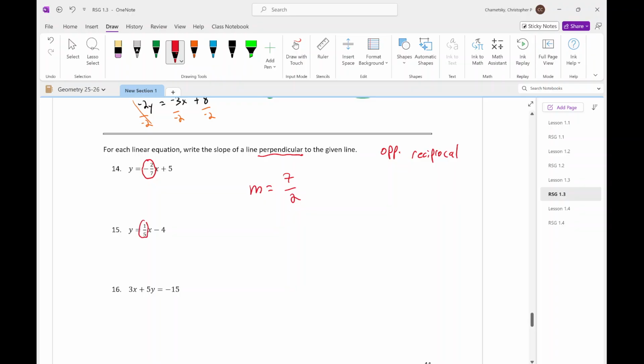For 15, we're going to flip it and change the sign. So that would be -5/1 or just -5.